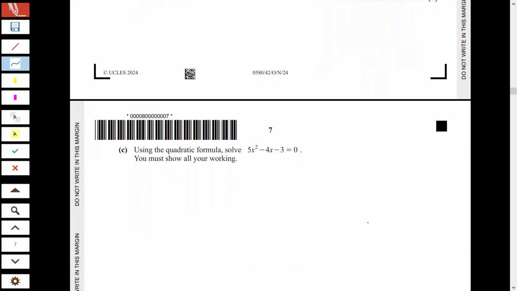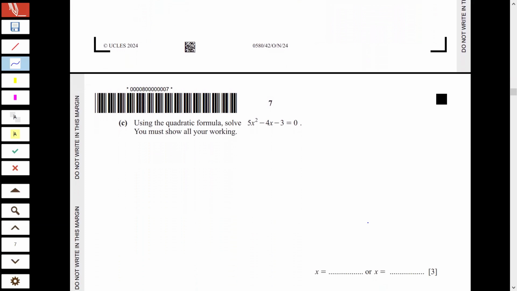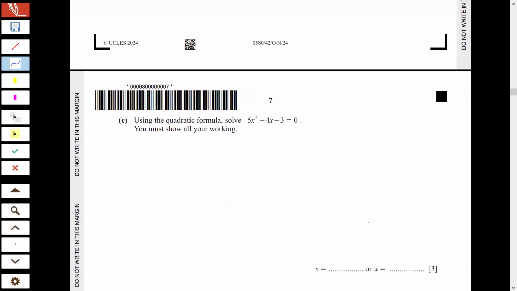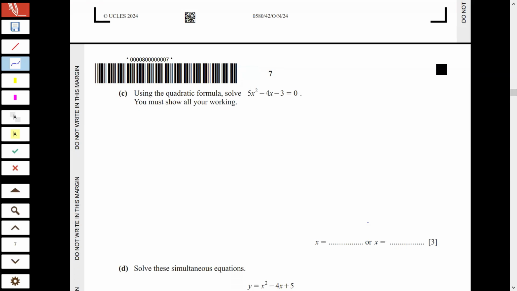And now to question C. The next question is C. Using the quadratic formula, solve 5x squared minus 4x minus 3 equal to 0. You must show all your working. Okay? Now, it is clearly stated here to use the quadratic formula in solving the quadratic equation. So, first, we have to state the formula.